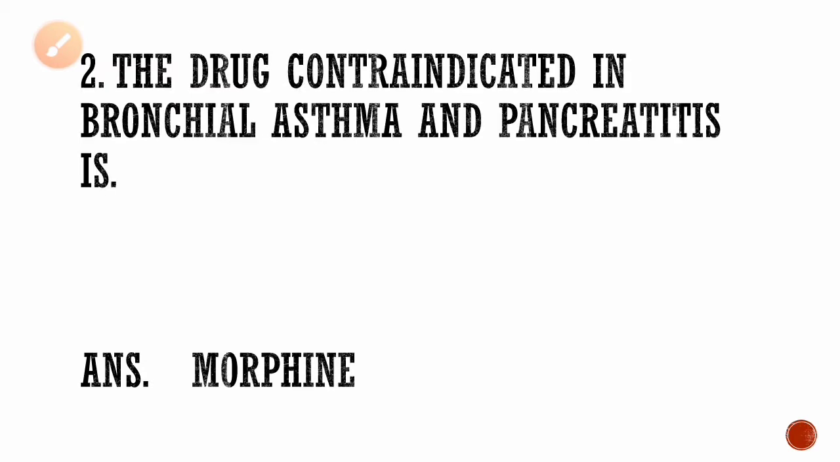Next, the drug contraindicated in bronchial asthma and pancreatitis is morphine. We all know morphine is a narcotic drug, so it is not normally used for everything. It is one of the emergency drugs, but still it is contraindicated in bronchial asthma and pancreatitis cases.